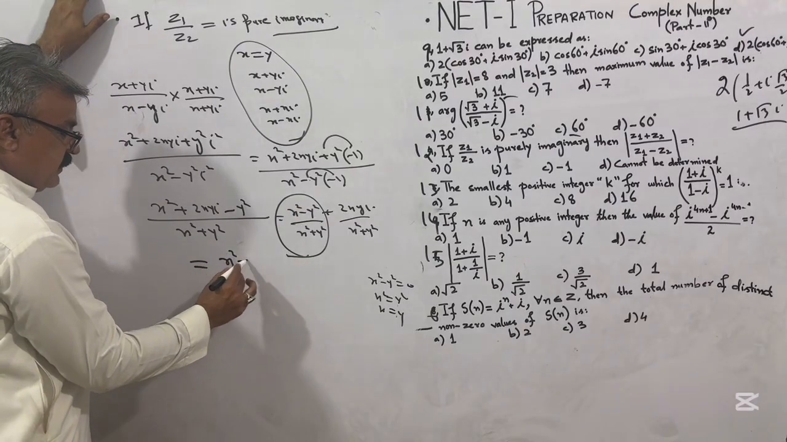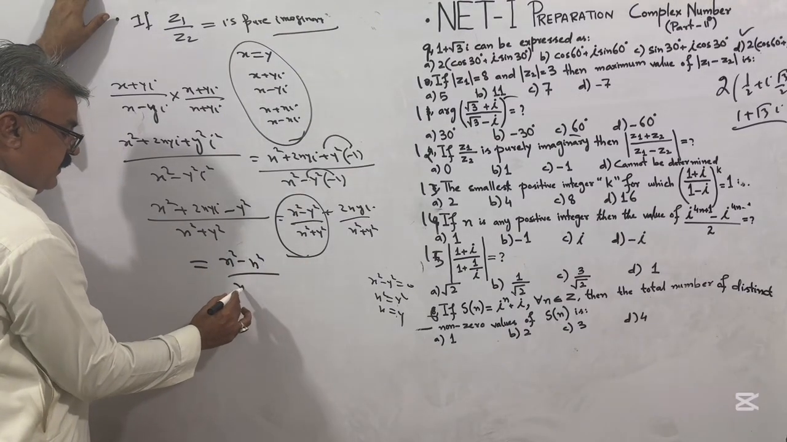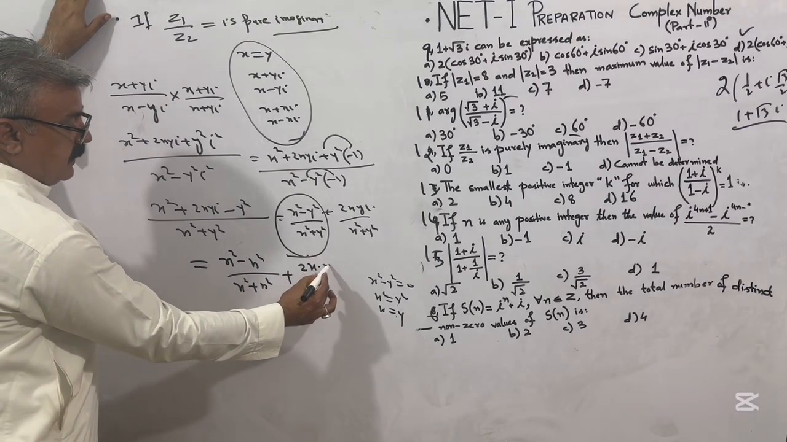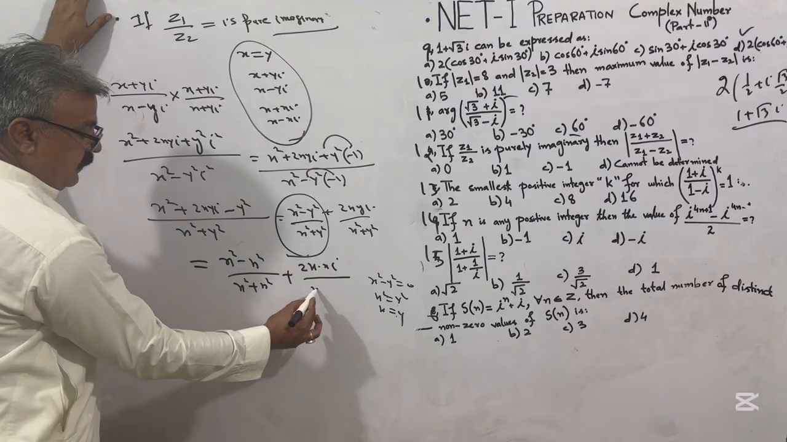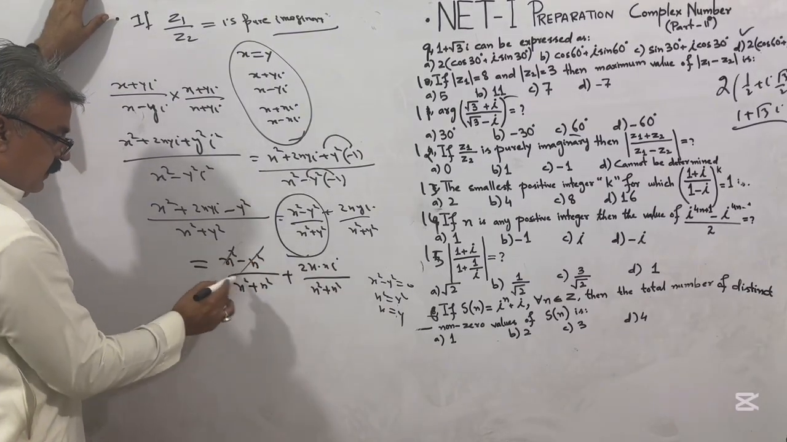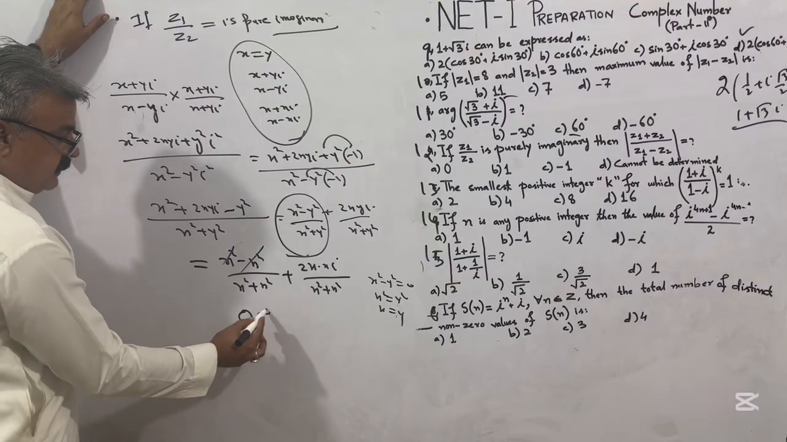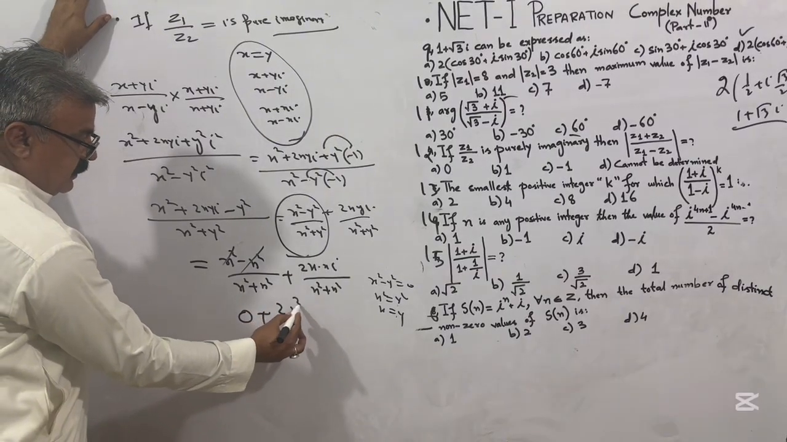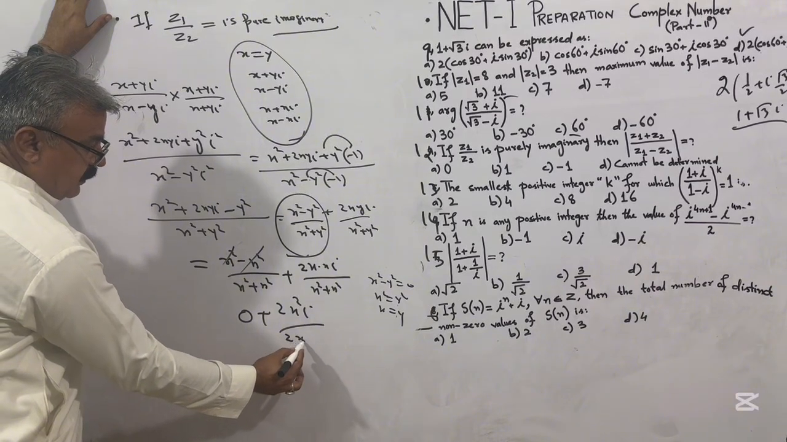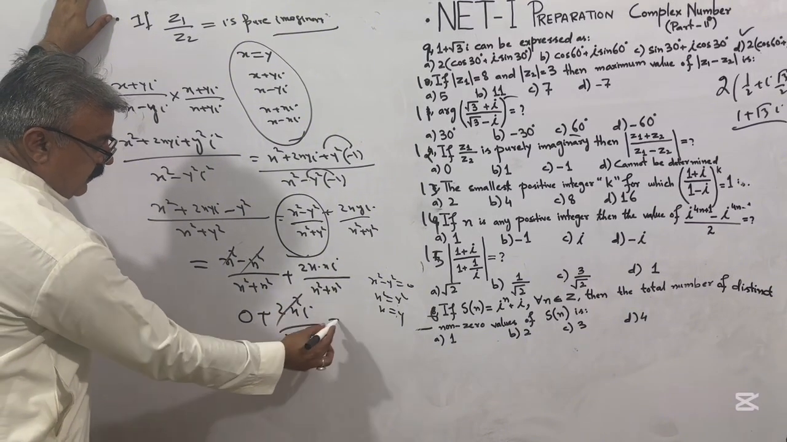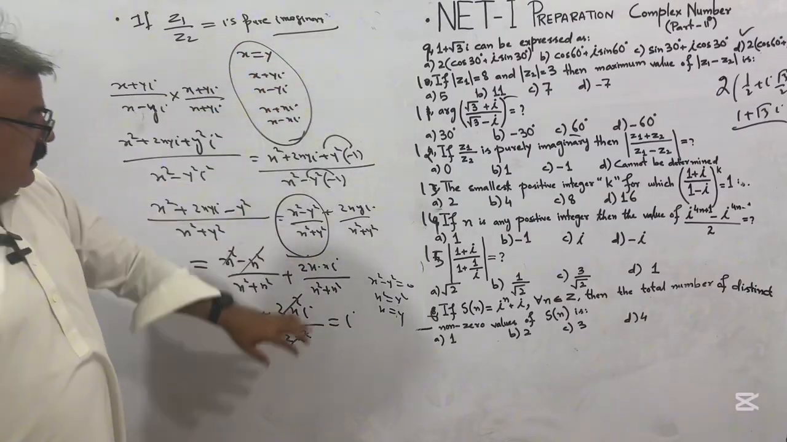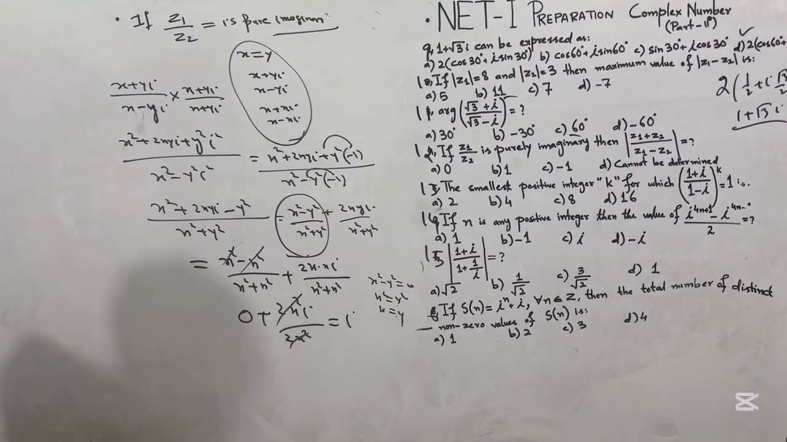We have x square minus x square divided by x square plus x square, and 2x·x iota over x square plus x square. They are 0, it's no more. 0 plus 2x square iota over 2x square, cancelled out. We have a pure imaginary part.